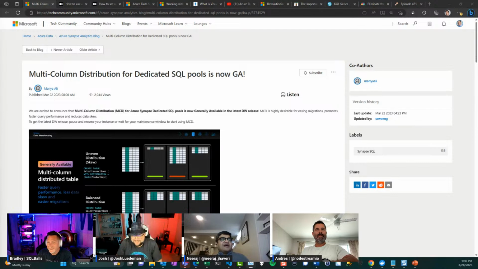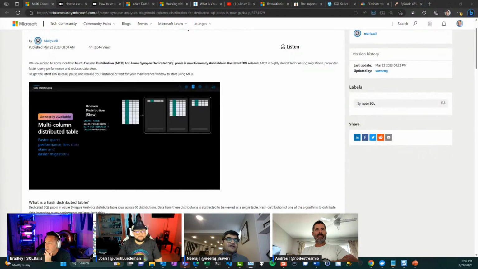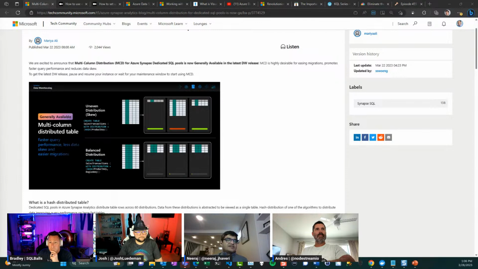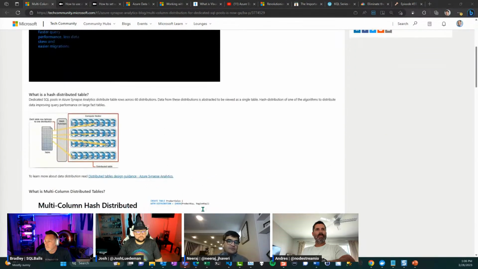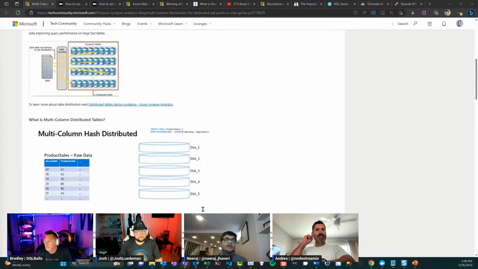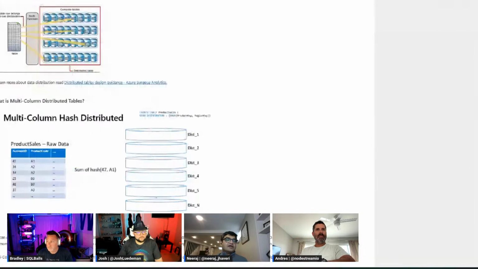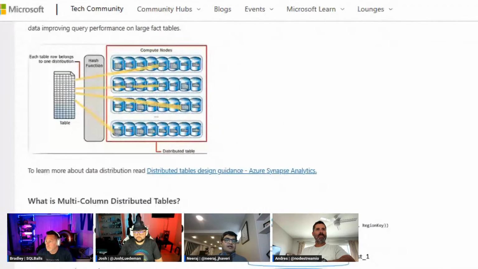Anyway, this was one of the biggest tasks, I think, from the customer side: multi-column distribution for dedicated SQL in Synapse. I had a couple of customers waiting for it, and they were pretty happy when it went GA. I think it went probably last release or something like that. The best part is in this article, Maria is going over what multi-column distribution is, showing an example of what that really means. Very nicely done in there.